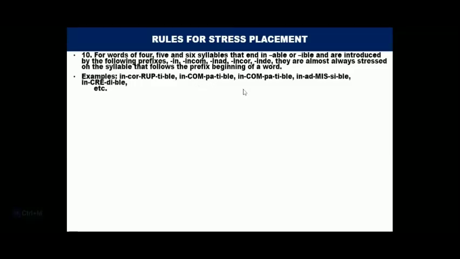Incompatible. Of course, because compatible is a word, but then incompatible. Inadmissible, and so on and so forth. So you just keep the prefix and you stress the next syllable.